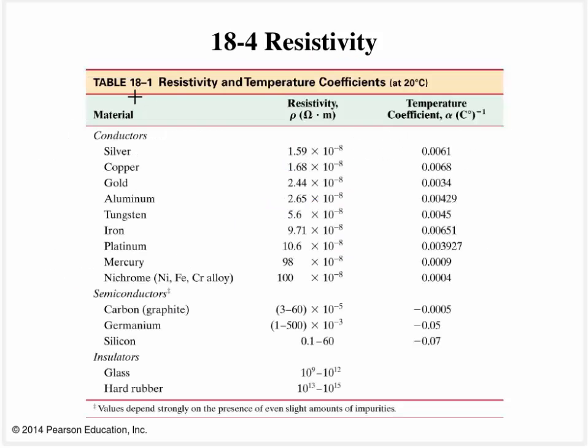And table 18.1 shows you the resistivity for several different materials. So here we have the resistivity. The units are designed such that it'll work out. You can see that silver is different than copper. That's going to be different than tungsten, which you see in light bulbs, iron, and so on. You can also see a temperature coefficient, and what that means is this resistivity is going to change just a little bit with temperature, and I'll talk about that on the next slide.